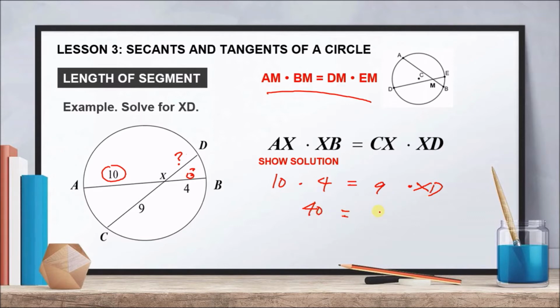You could have 9 times XD, which is the unknown, and you could divide both sides by 9. Later on, you will arrive at the measure of our segment XD, 40 over 9, and that's the final answer. 40 over 9 units, because we are referring to a certain length and not the area of our circle. So the answer for XD is 40 over 9.